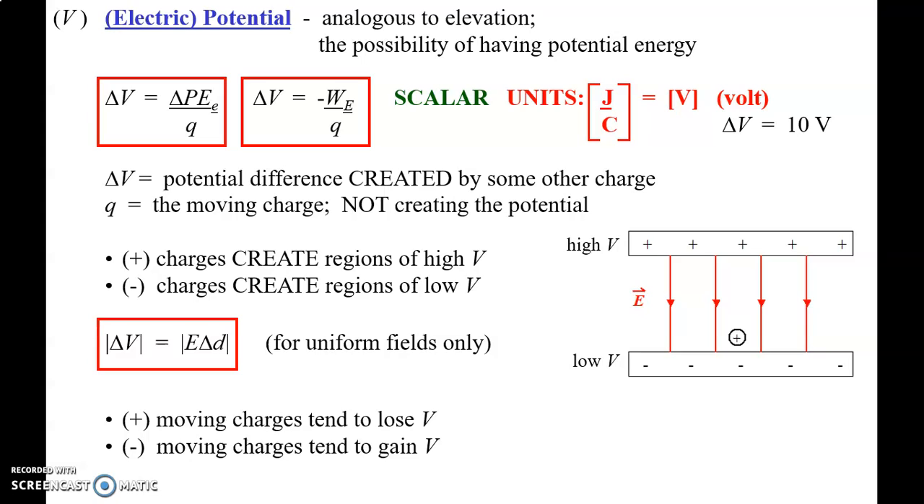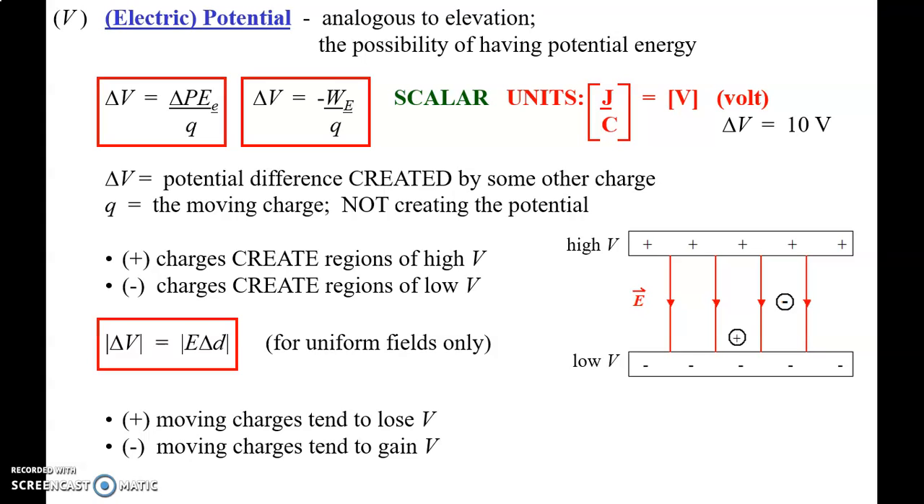Just like if you let an object go and it rolls down the mountain or it falls to a lower height, it's going closer to where it wants to go, it's losing gravitational potential energy. So this positive charge, left to its own devices, tends to lose electric potential energy, going where it wants to go. Now what happens if we change it to a negative charge?